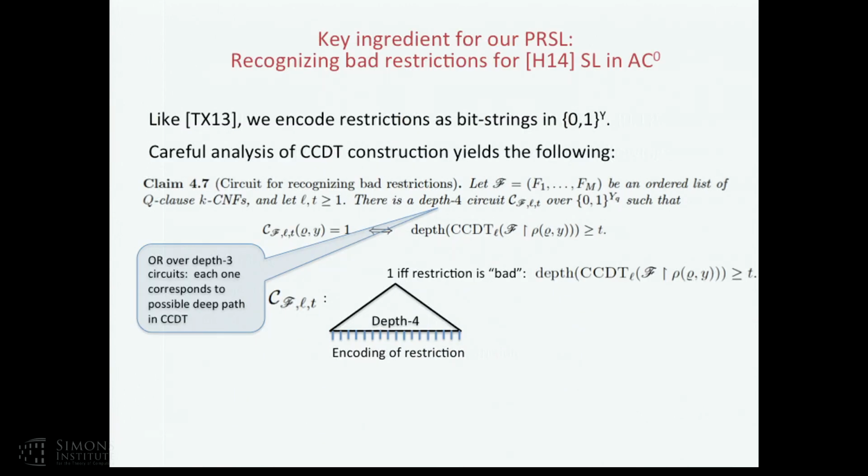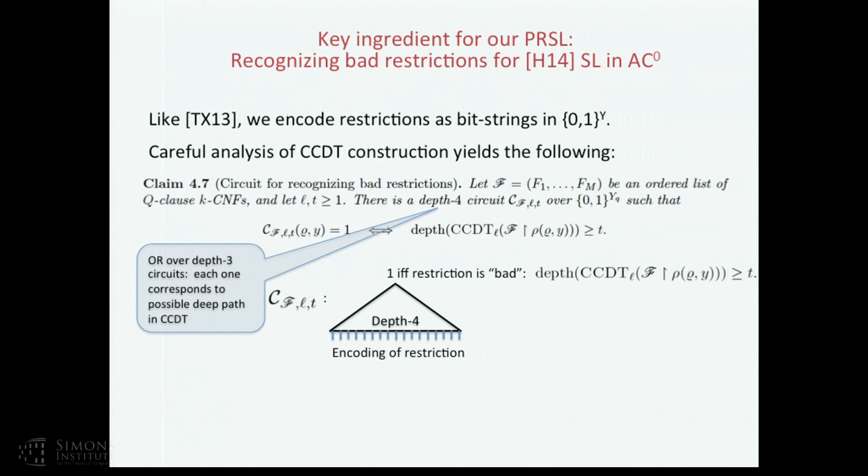Okay? And so we do something very closely analogous to what Luca did. We now have to analyze this canonical common decision tree construction procedure, which is more involved than the original canonical decision tree construction procedure. But we're able to come to a similar conclusion at the cost of one extra unit of depth. Instead of a depth 3 circuit, it turns out that now you have a depth 4 circuit, which recognizes bad restrictions, outputting 1 if and only if the canonical partial decision tree turns out to be deep.